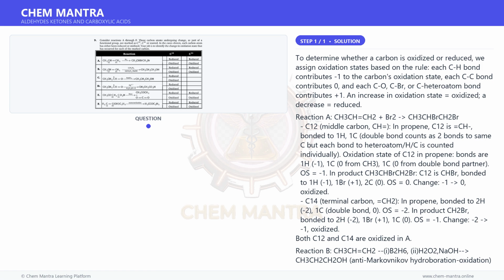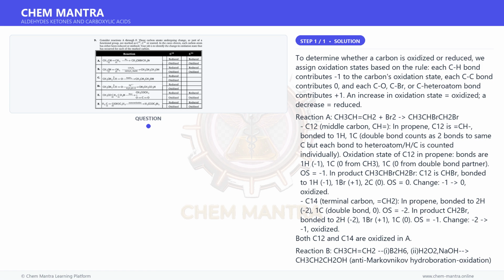C14, the CO2H carboxylic acid carbon, OS is equal to +2 as computed above: 2 O bonds, +2, 1 C bond, 0. In product CO2, the carbon is bonded to 2 =O, +2 each, equal to +4. OS is equal to +4. Change +2 to +4, oxidized. C12 is reduced, C14 is oxidized in E.